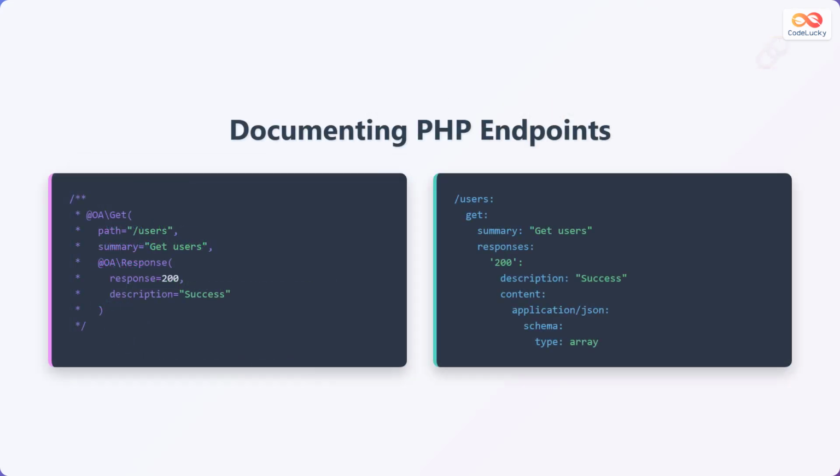There are multiple ways to document our PHP endpoints. On the left, you can see an example using annotations. Specifically, the OA\Get annotation describes a GET endpoint for /users, including a summary and a response definition. On the right, the equivalent in YAML format defines the get operation under the /users path with a summary and specifies that a successful response with code 200 will return JSON data with a schema of array type.